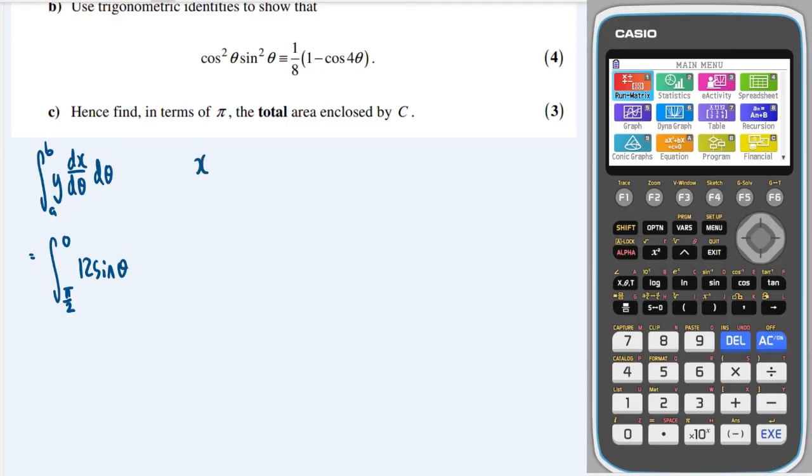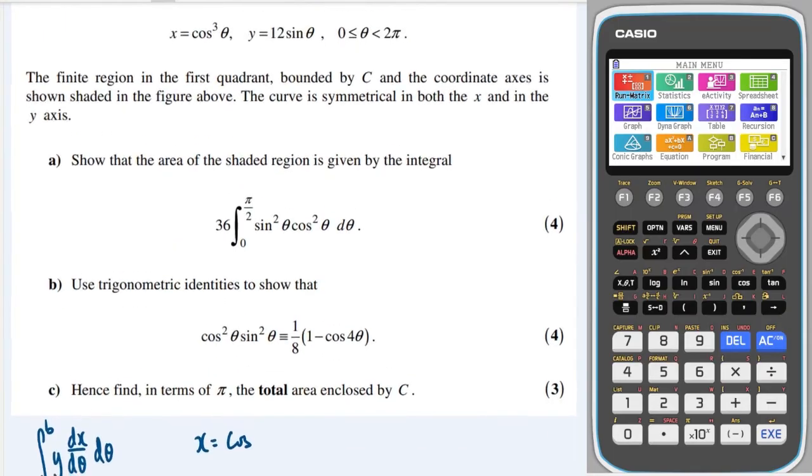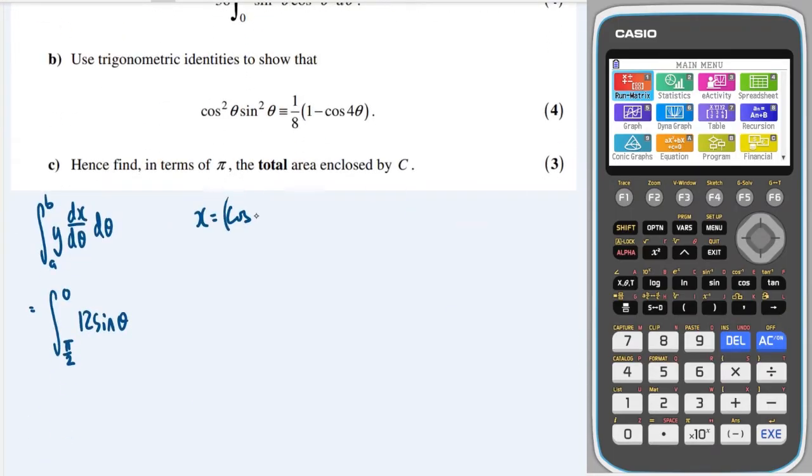We also know that x is equal to cos cubed theta, so I'll write it like this. If I want to differentiate that with respect to theta, I'll bring the 3 down to the front, keep the bracket the same, drop the power down by 1, and then times by the derivative of the bracket. The derivative of cos is minus sine, so I'll times it by minus sine, and I'll put a little minus sign here.